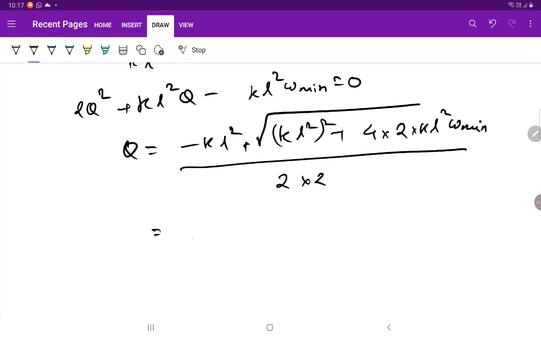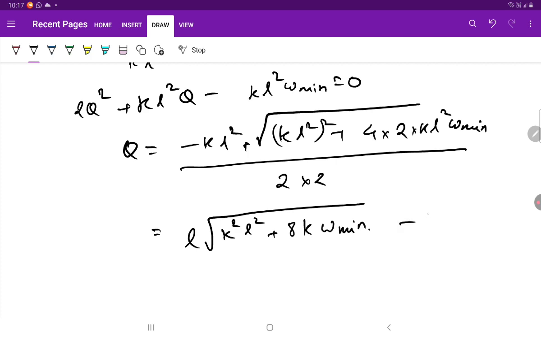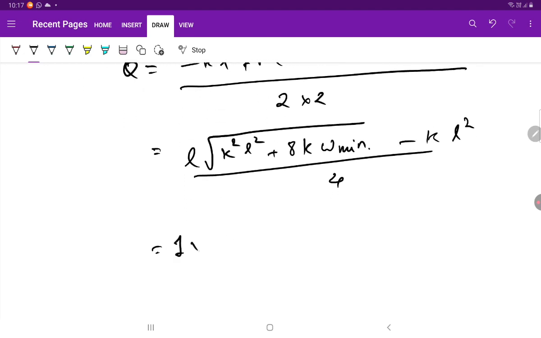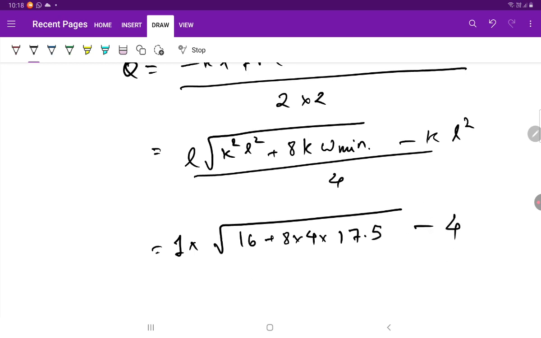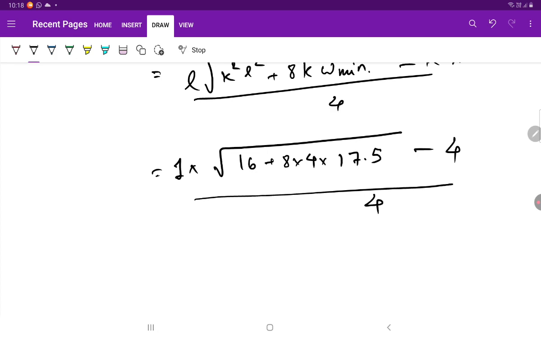So that will be the final answer, that is L under root k square L square plus 8 k W min. Just taking out L square in common, we'll get k W min minus kL square by 4. If you substitute the values, L is equal to 1, K is equal to 4, 4 into 4 is 16, plus 8 into 4 into 17.5, minus what is kL square? 4 by 4. 17.5 into 4 is 70, 70 into 8 is 560, so you'll get 24 minus 4 by 4, which will end up to 25 joules.